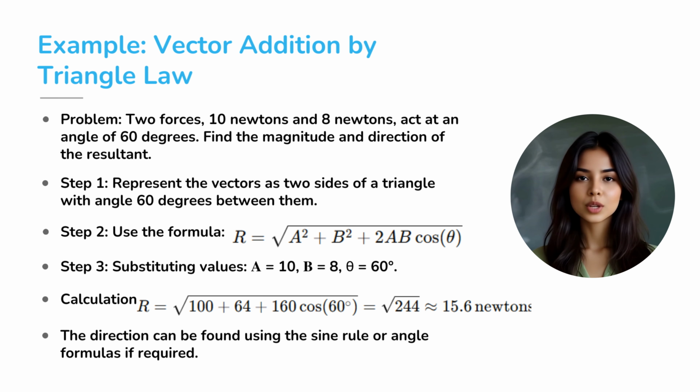R equals square root of 100 plus 64 plus 2 into 10 into 8 into cosine 60 degrees. That simplifies to square root of 100 plus 64 plus 160 into 0.5, which equals square root of 244, approximately 15.6 newtons. This method blends graphical insight with algebraic precision, and it works beautifully.